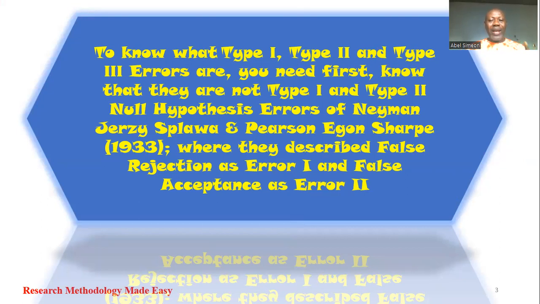There, they were describing false rejection as error 1 and false acceptance as error 2. That's not what I'm talking about here. The false rejection and false acceptance is not what I'm talking about here. I'm talking about objective errors. They are talking about null hypothesis errors.